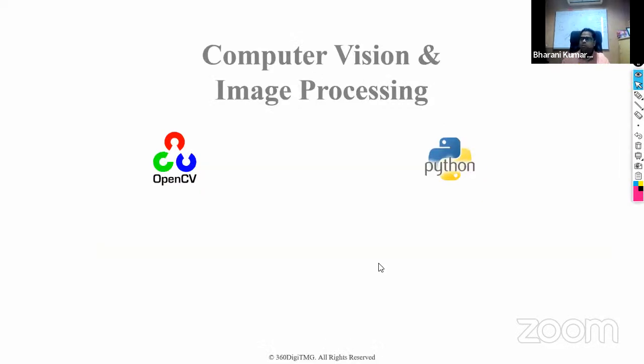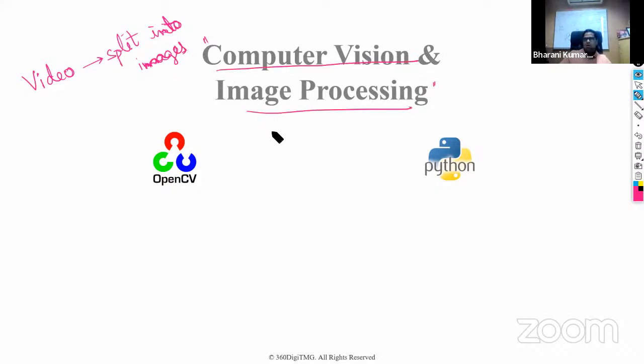All right, welcome. So when it comes to images, dealing with videos is nothing but dealing with images only, because ultimately, when you have a video, you're going to split the video into images. And for computer vision applications, image processing applications, etc., majorly people use OpenCV, and the Python version of OpenCV, Open Computer Vision, which is an open source library. Many people use that.